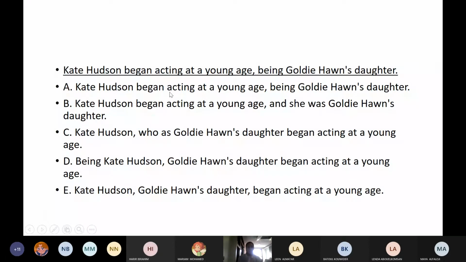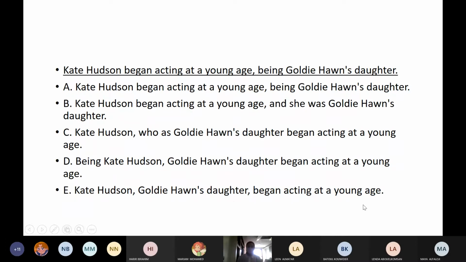Kate Hudson began acting at a young age, being Goldie Hawn's daughter. This lesson is important, girls, so please focus with me. Or: Kate Hudson began acting at a young age and she was Goldie Hawn's daughter. Kate Hudson, who as Goldie Hawn's daughter began acting at a young age. Being Kate Hudson, Goldie Hawn's daughter began acting at a young age. Kate Hudson, Goldie Hawn's daughter, began acting at a young age.